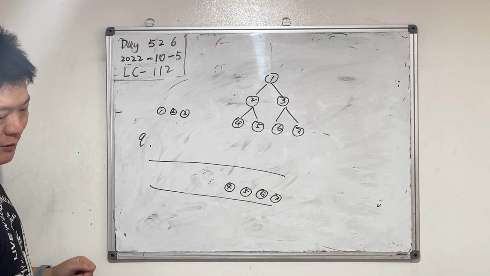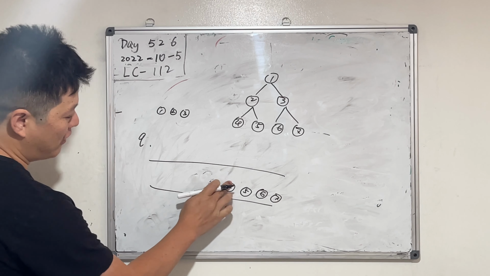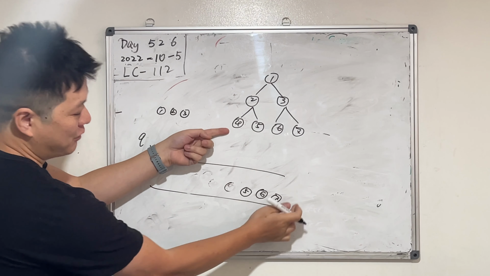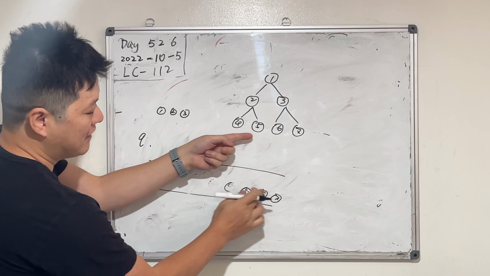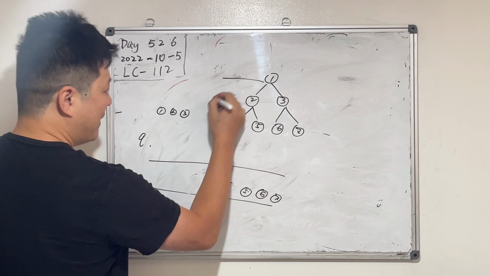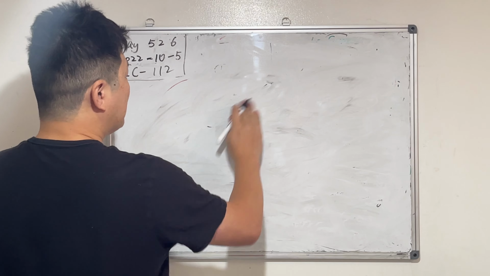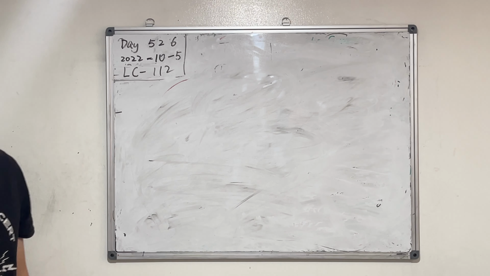What's the next element to take out? 4, 5. 4. Okay, it doesn't have a kid, so we don't push anything back to the queue. 5, 6, 7. You see? So that's level by level, okay? So we want to find out if there's a path from the root to the leaf.